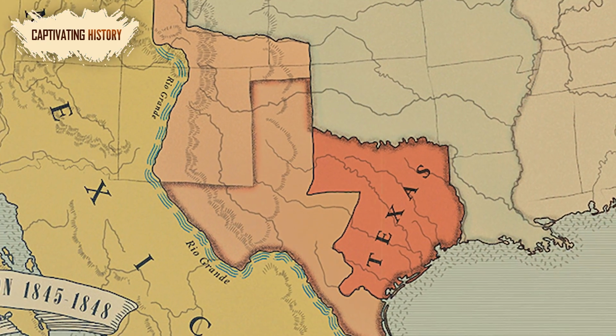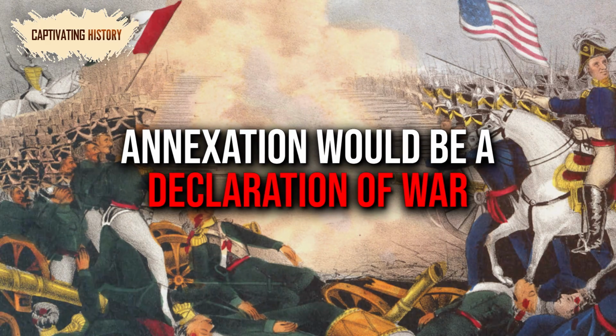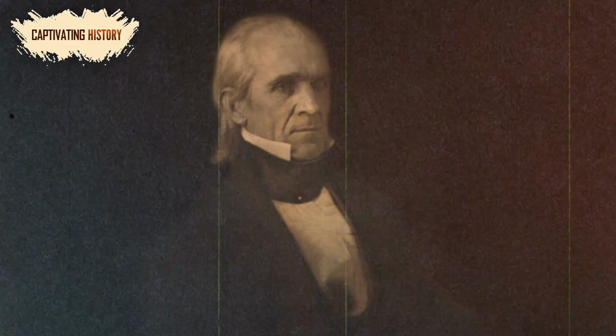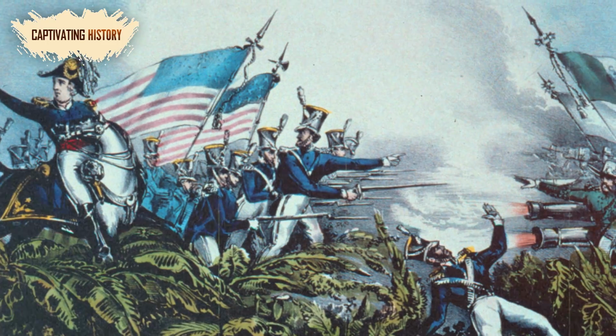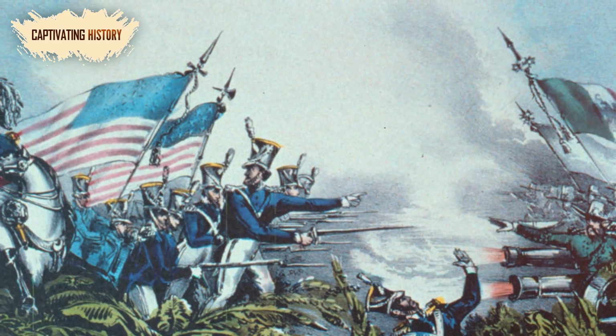Insisting that Texas was still a part of Mexico, the Mexican government declared that its annexation would be a declaration of war. The Mexican government was desperate to take back its former territory, and after the election of the expansionist president James K. Polk in the U.S., the tense Mexican-American relations resulted in a war over the annexation of Texas.